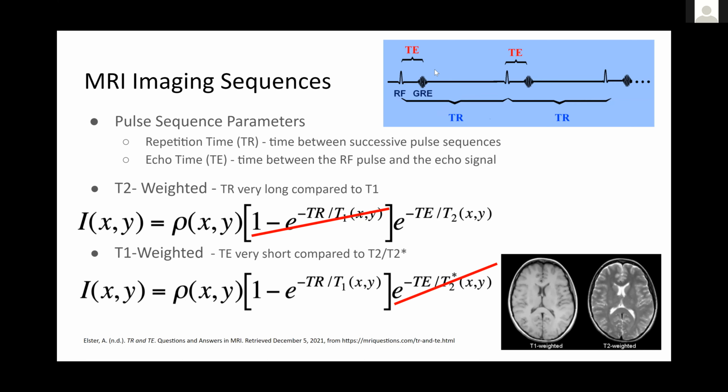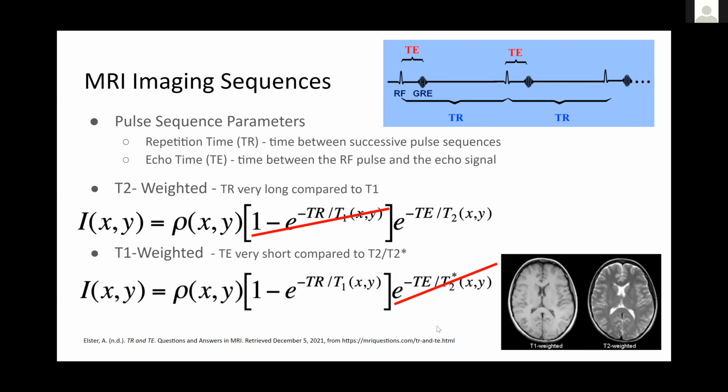The most common MRI sequences are T1 weighted and T2 weighted sequences, which are achieved by adjusting these sequence parameters. So T2 weighted images are created by making TR very long as compared to T1, which essentially eliminates the term that contains the T1 value, as you can see in that equation. And this means that T2 properties of the tissue have more influence on the image.